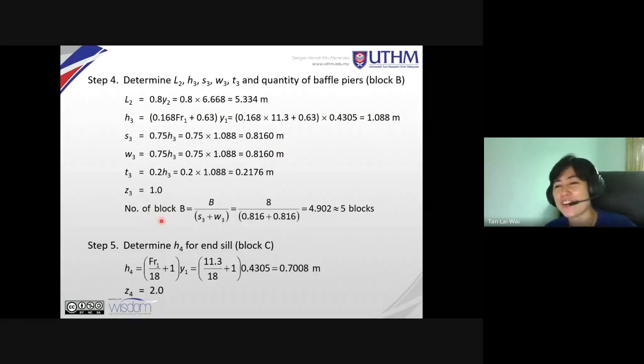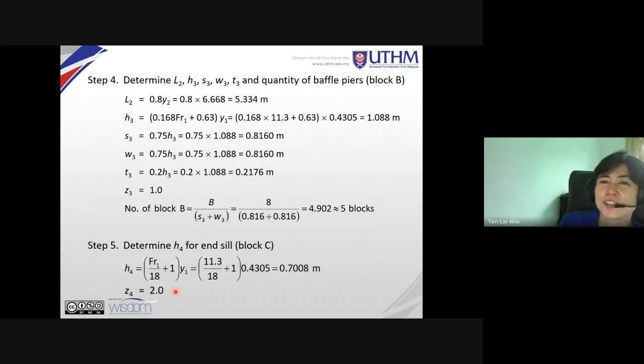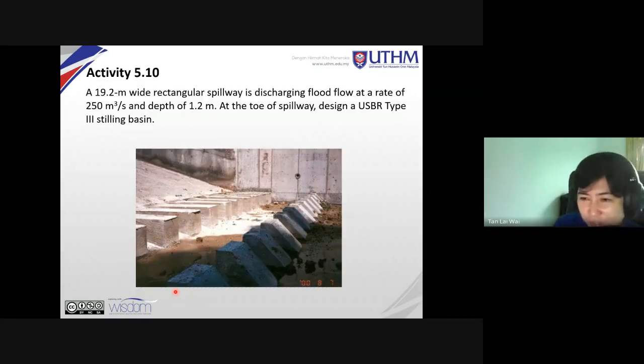The number of blocks is B divided by the addition of the space and the width of one block. Therefore, you can give 5 blocks, approximately 5 blocks. Finally, the design for block C. The height of block C would be 0.7 utilizing the equation. And then the side slope for block C is 2. Okay, try this out.